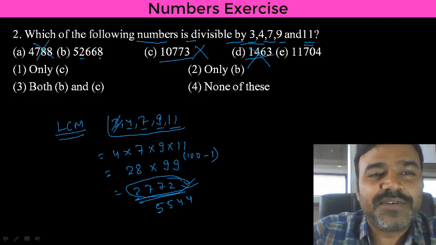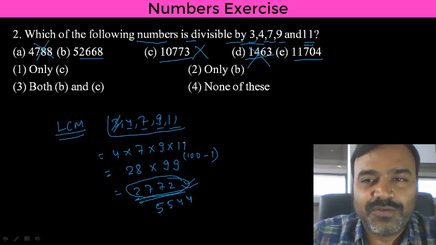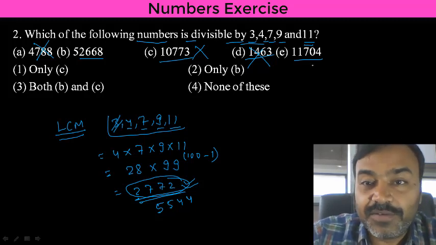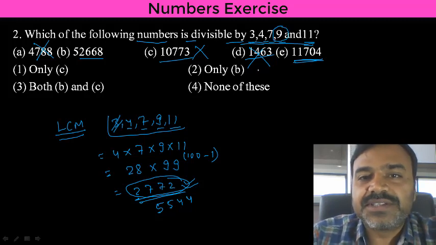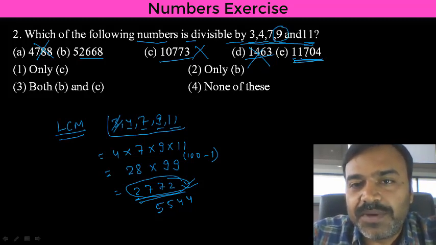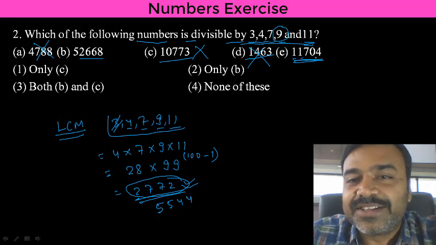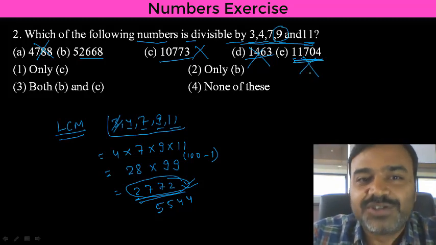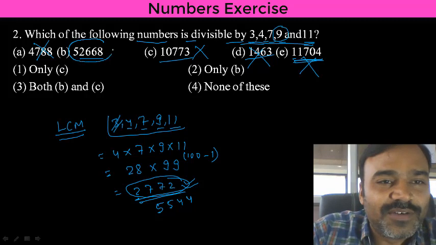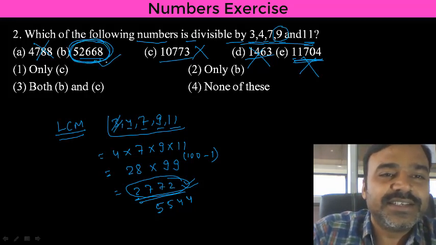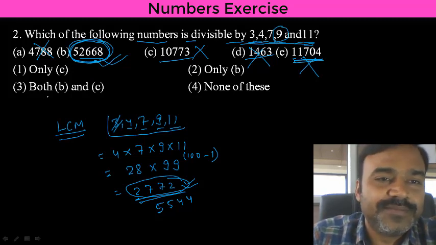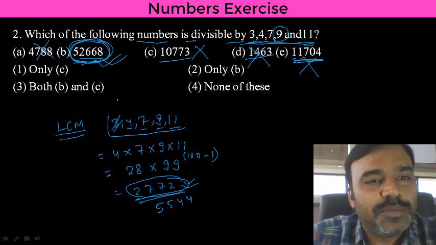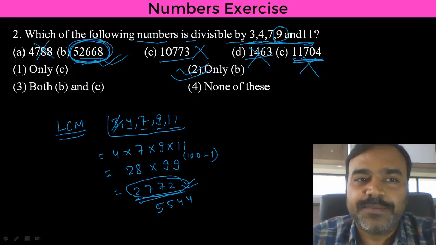Now there are two options left, 5268 and 11704. One way of doing this question would be to check whether the number is divisible by all of these things. Let's check one by one. What about 9? First let's check 9. 1 plus 1, 2 plus 7, 9 plus 4, 13. 13 is not divisible by 9. So 11704 also cannot be the answer. So we are left with only one option, and that is 5268. That is the correct one. Or you could have checked all the options by 9 or 4 or 11. In any case, the answer is option B, the second option.